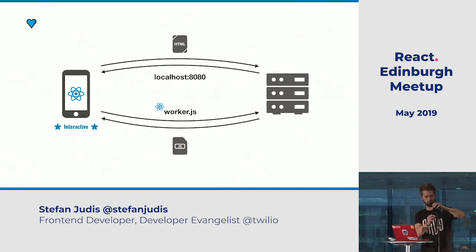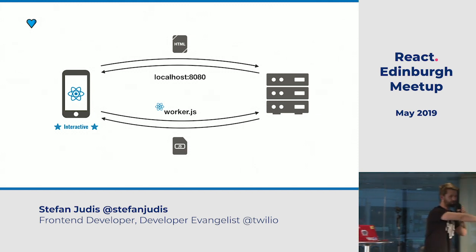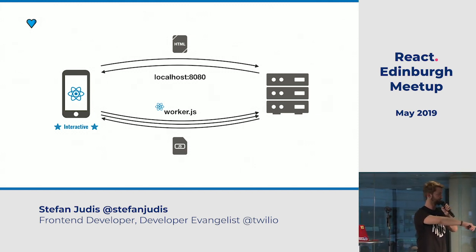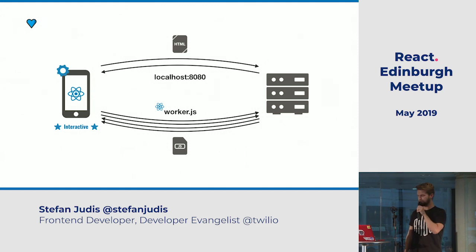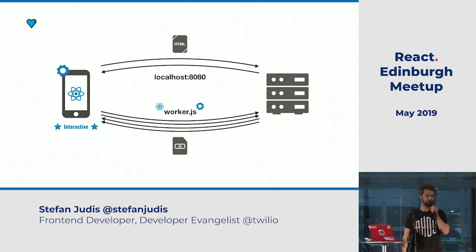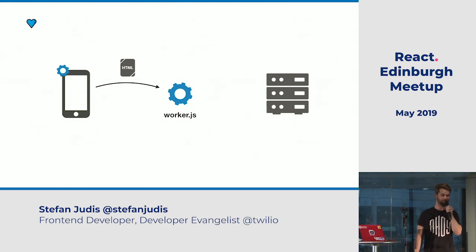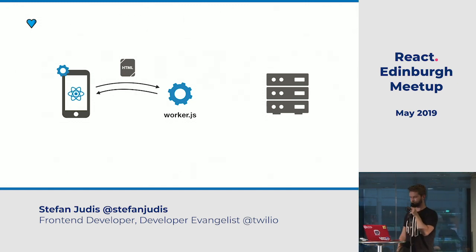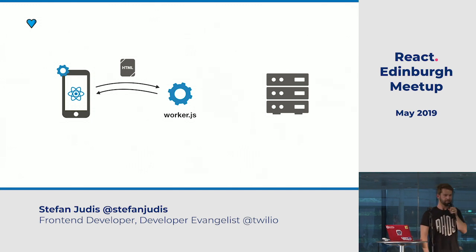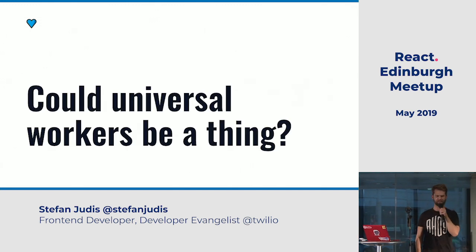Oh, yeah. This script also registers the same script as a service worker, which goes in. Now we have the service worker running in the browser, and this one sits now in the middle. And the service worker knows all the HTML routes that should be rendered. So any other HTML navigation will be handled by our React-running service worker. I think that's pretty cool. So, could universal workers be a thing?